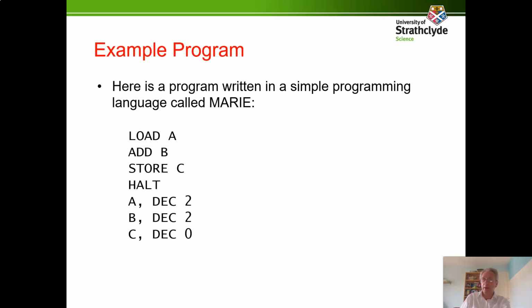So here is an exact program. This one's written in a very simple programming language. It's called Marie. What does it do? Well, it says we load A into the place called the accumulator. We add B to it, and then we store it in the location called C, and then we halt. So already we're seeing that it's a sequence of instructions. Down below there you see A, B and C. That's the data segment here. A has the decimal value 2, B has the decimal value 2, and C has the decimal value 0. So have a short think and see what you think will happen as a result of this program running.